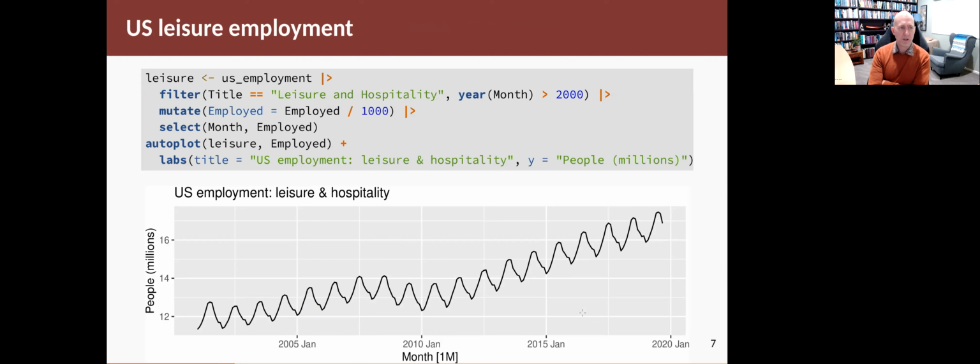So this example is employment in the United States in the leisure and hospitality industry since 2000. So the year is after 2000, so the first one is 2001, and we're turning it from thousands into millions by dividing the employed number by 1,000. So you can see what it looks like there. Very strong seasonality and a bit of trend. So it looks like we're going to need a seasonal ARIMA model.